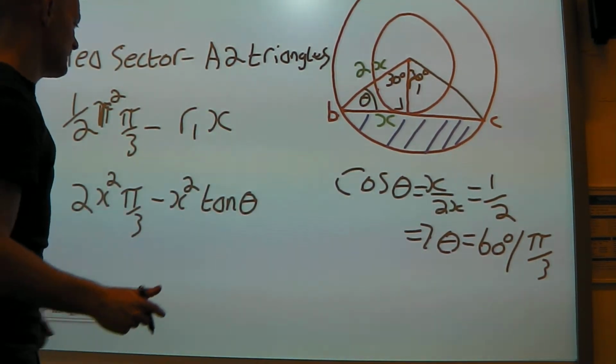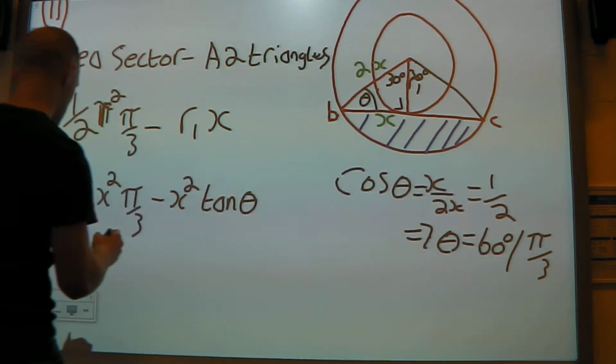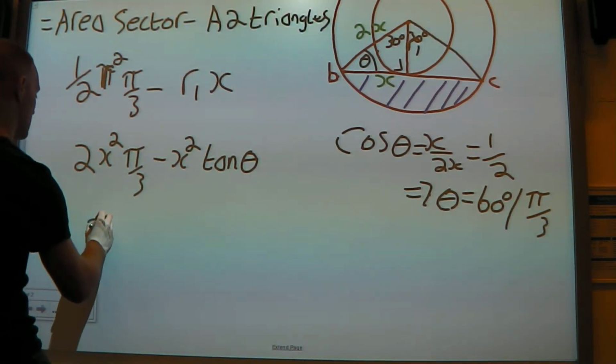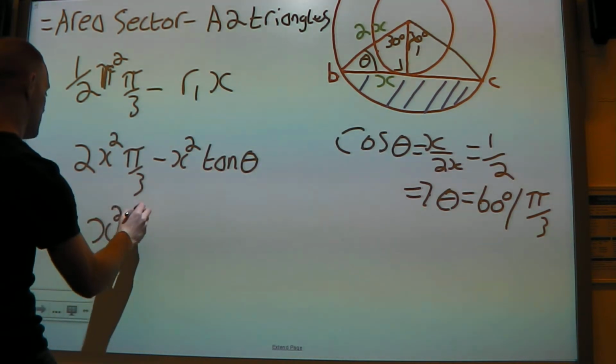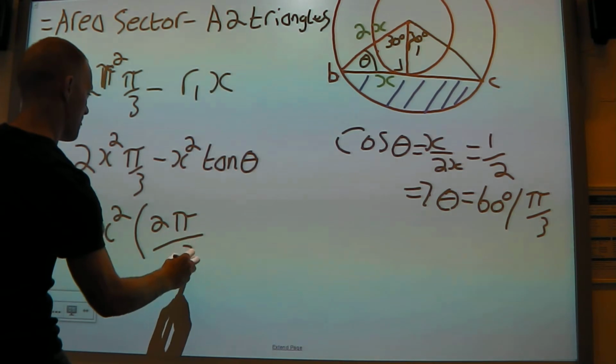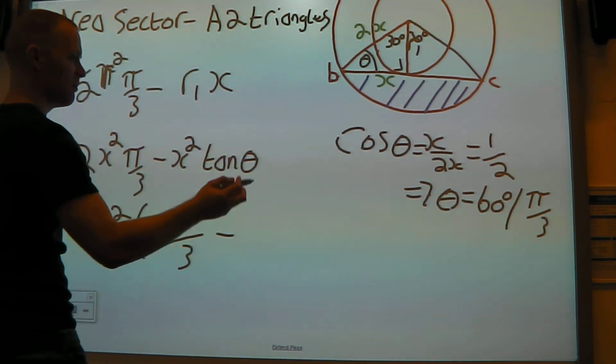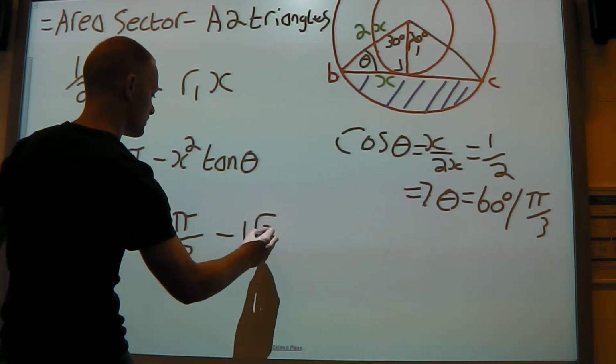So we know that tan theta is root 3, because tan of 60 degrees is root 3. So we take out x squared as a factor here, so x squared into 2 pi over 3 minus tan theta, which is tan of pi over 3, which is root 3, which is your answer.